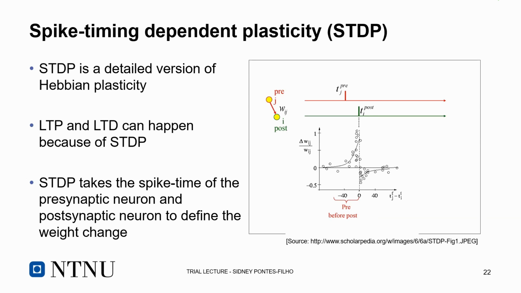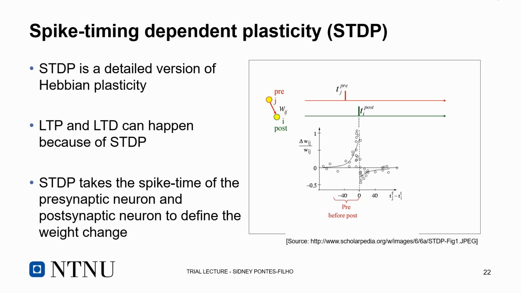And STDP happens because of the spike time of the presynaptic neuron and postsynaptic neuron. It defines the weight change or the synaptic strength of that synapse or that connection. So yes, it's a difference between the spike time of the presynaptic neuron and the spike time of the postsynaptic neuron. And you can see the formula there in the horizontal axis. It takes the time in the presynaptic neuron minus the time in the postsynaptic neuron. And we have that connection is a direction from pre to post. Pre is J and post is I.